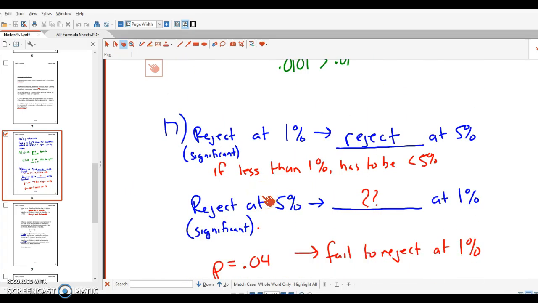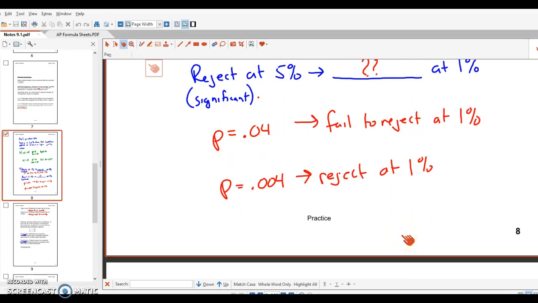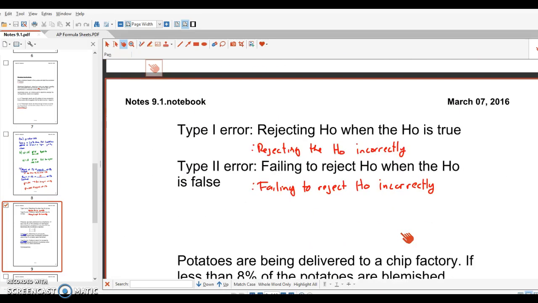Okay, if we know that we're rejecting at 1%, meaning the p-value is smaller than 1%, we would definitely have to reject at 5% as well. However, if we reject at 5%, we don't really know what we could do at 1% because you have 2 options. Either it's less than 5% but bigger than 1%, where we'd have to fail to reject, or it's less than both, in which case we'd have to reject both. But without more information, we can't tell.